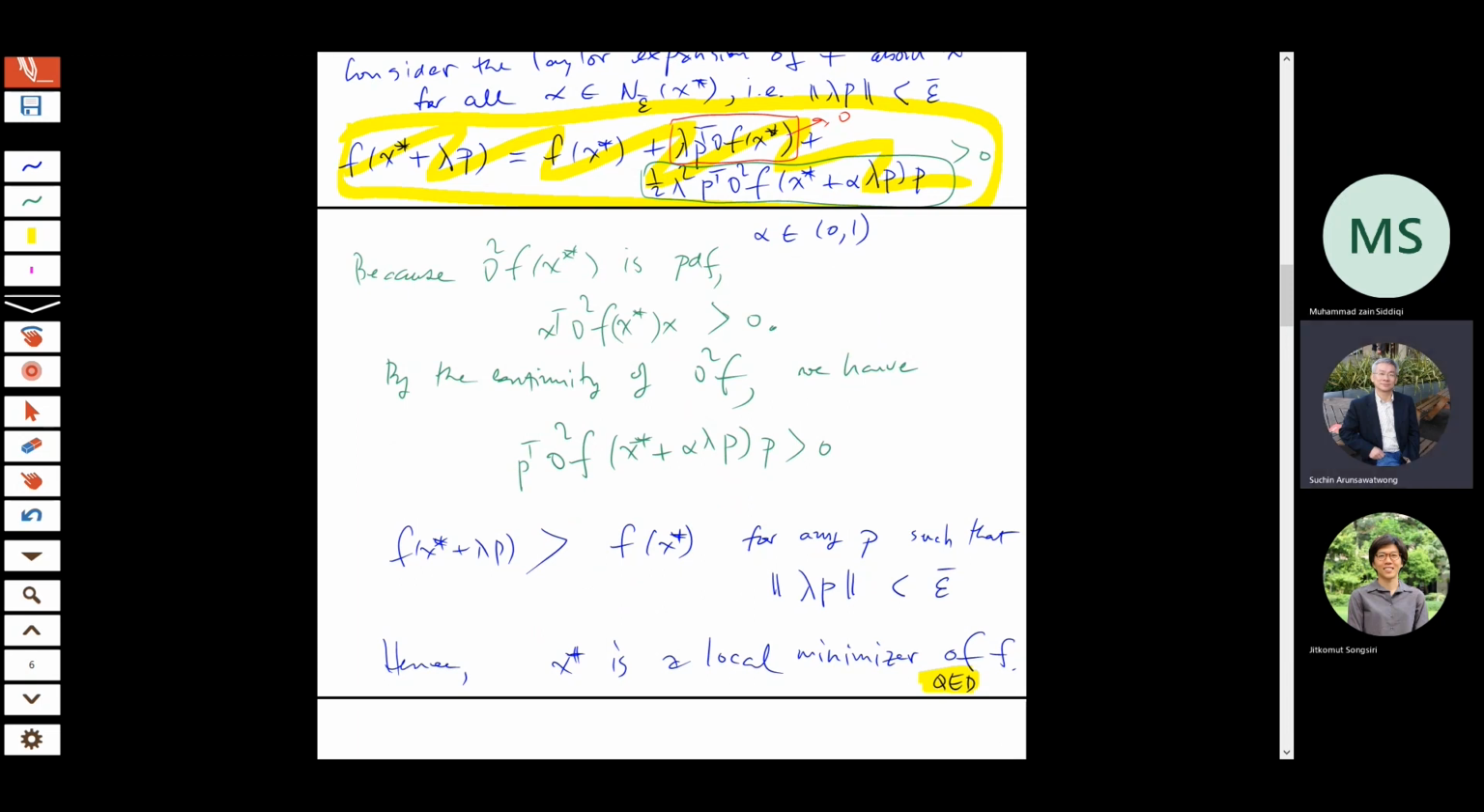Now, do you have any question? I think the proof of the second order sufficient condition is quite straightforward. If you understand the Taylor's expansion, it's very straightforward, right? It's much easier to understand than the first one, in which we used the contradiction technique.